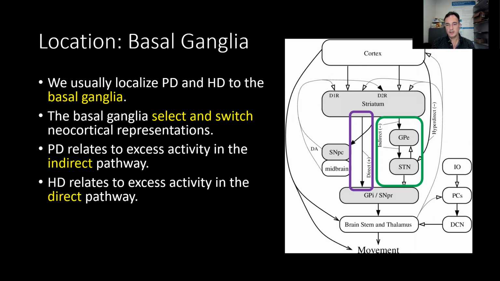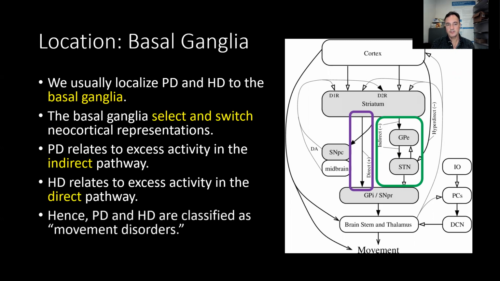And so it's this competition between the two pathways that's thought to lean a person's basal ganglia more towards one movement disorder or another, Parkinson's being a general paucity of movement, Huntington's being an excess of movement, and hence the reason those two disorders are classified as movement disorders.